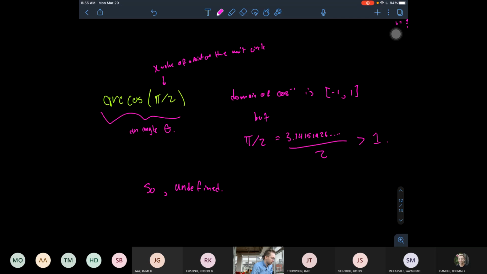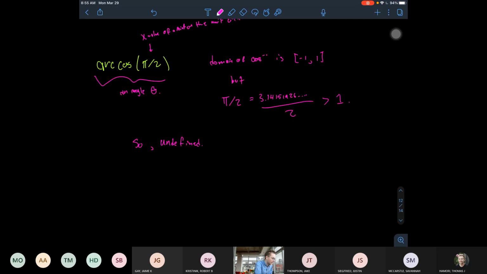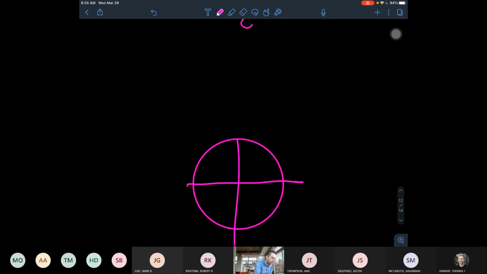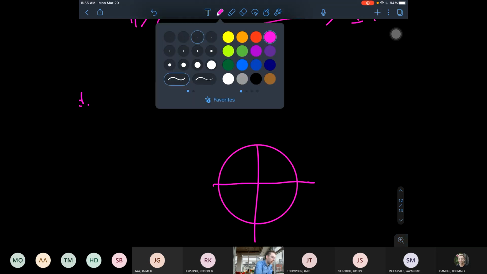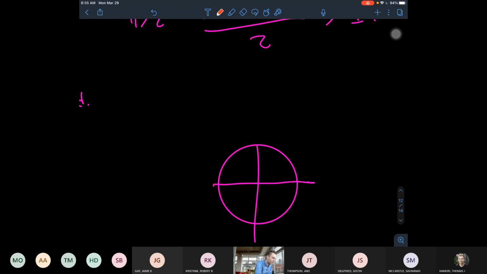Okay, silly question. But what is it really asking? It's saying, essentially, the following. If I have a unit circle here, find me the angle theta, which is between 0 and pi, such that the point on the unit circle has an x value of negative pi over 2. But the issue is that negative pi over 2 is like way over here.